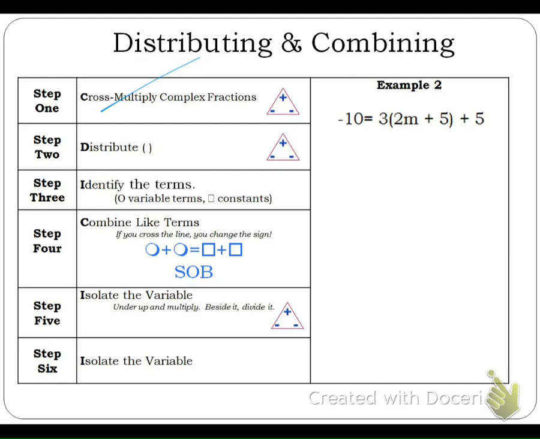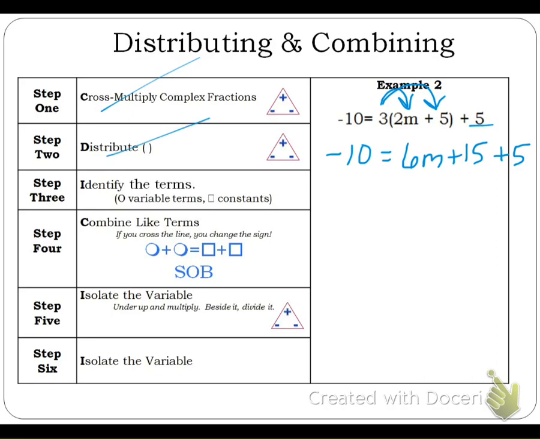Alright, so now we're ready to distribute. I'm going to copy down the problem. 10 is equal to, and when I get to the parentheses, that's when I'm going to do my multiplication. So 3 times 2m is 6m, and 3 times positive 5 is positive 15. You have to write that sign on there. I can't emphasize that enough, even if it's positive. And that positive 5 is not directly beside our parentheses, so it just copies down. It doesn't go away, it just copies down. So we're done distributing. Now we're ready to identify our terms.